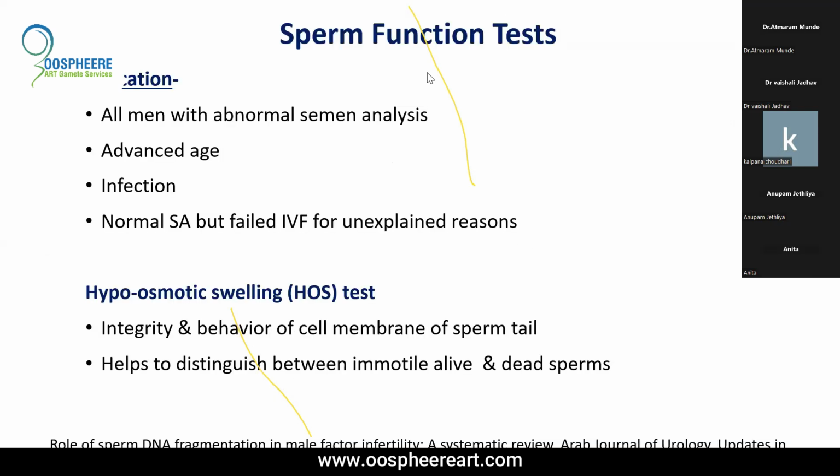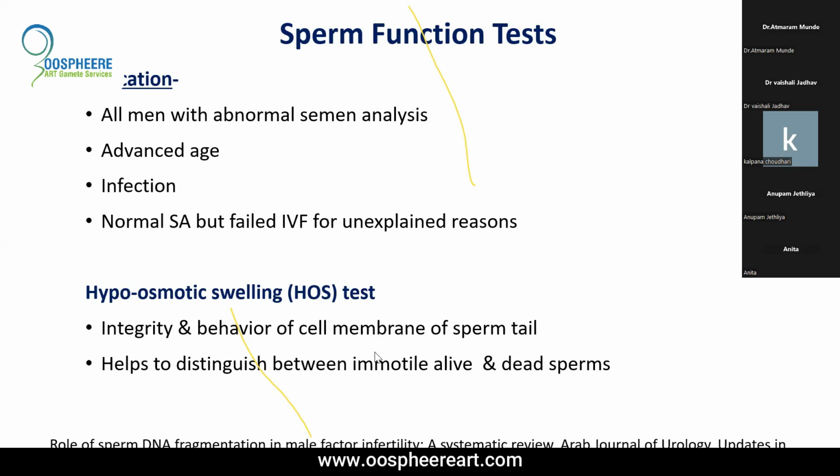Hence, we need to do some tests called sperm function tests, which may be indicated in all patients with abnormal semen analysis, advanced paternal age, infection, or when the semen analysis is normal but IVF has failed for some other reason. Or the hypoosmolar sperm function test to know the motility of the sperm, and more important, the integrity of the cell membrane of the sperm tail, and most important to distinguish between immotile sperm and dead sperm.